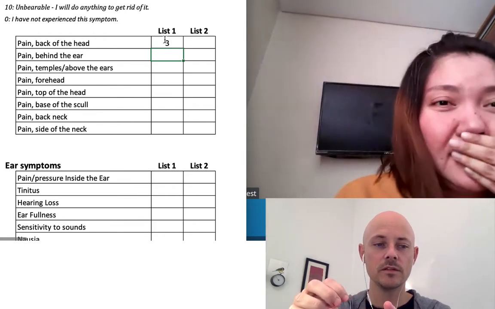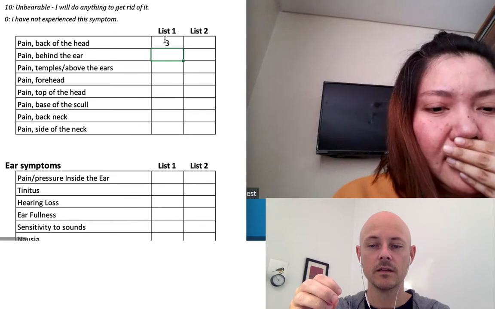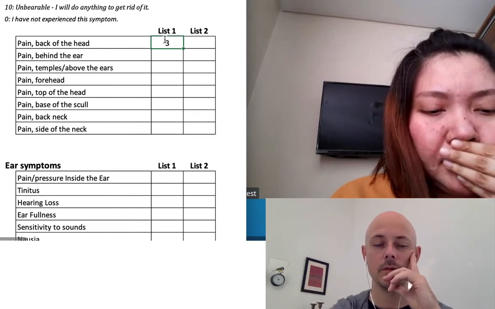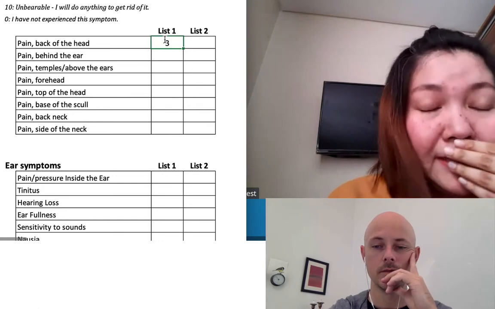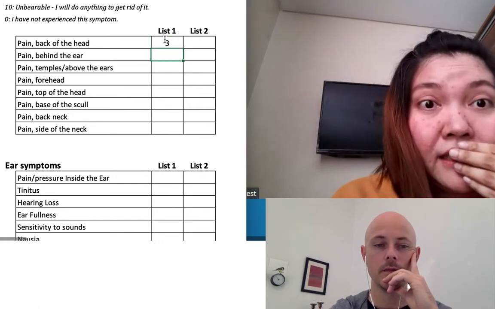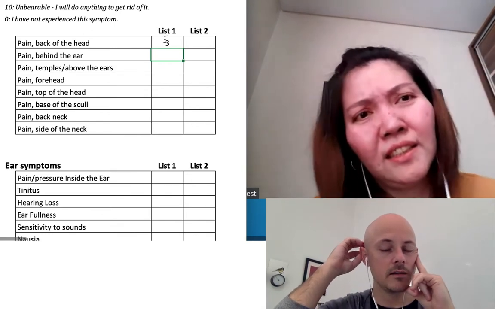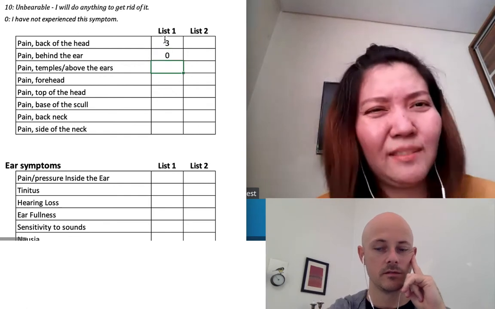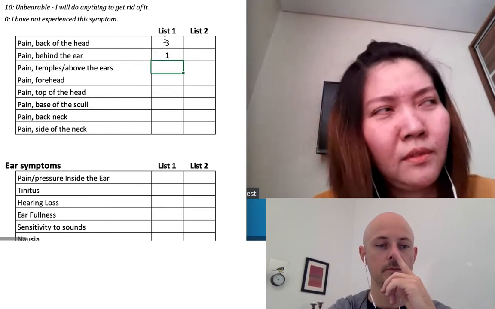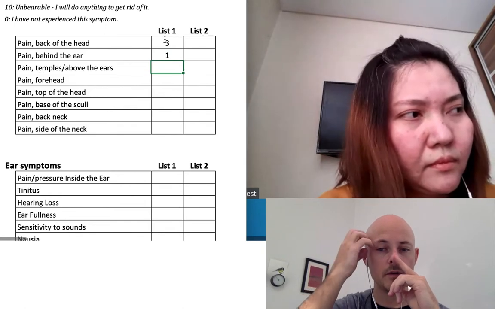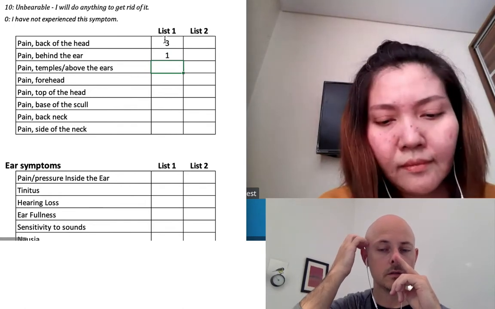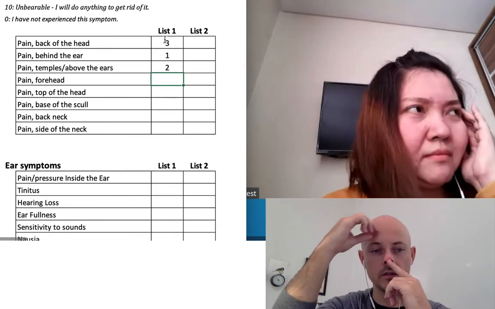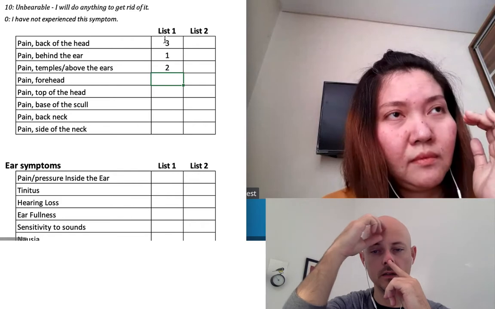So the first one was pain in the back of the head. Has it been very bad or not very bad? It's not very bad, so it's a 3. And then pain behind the ear, so not inside the ear. 0, or 1. Let's give it a little bit. And then we have pain in the temples or above the ears. 2.